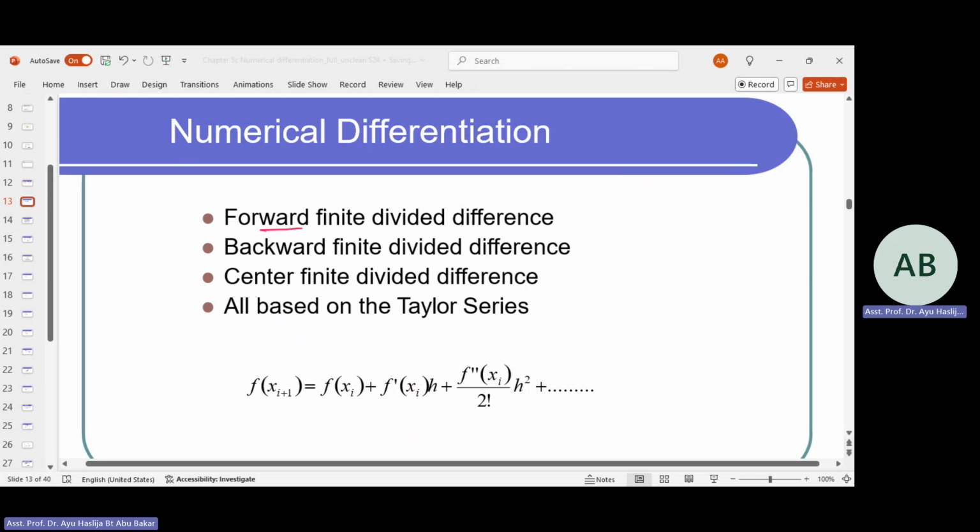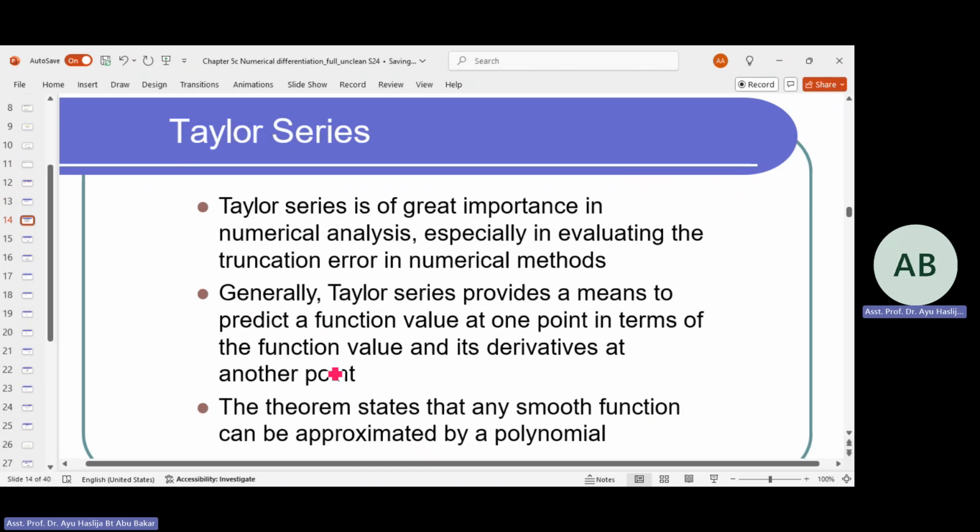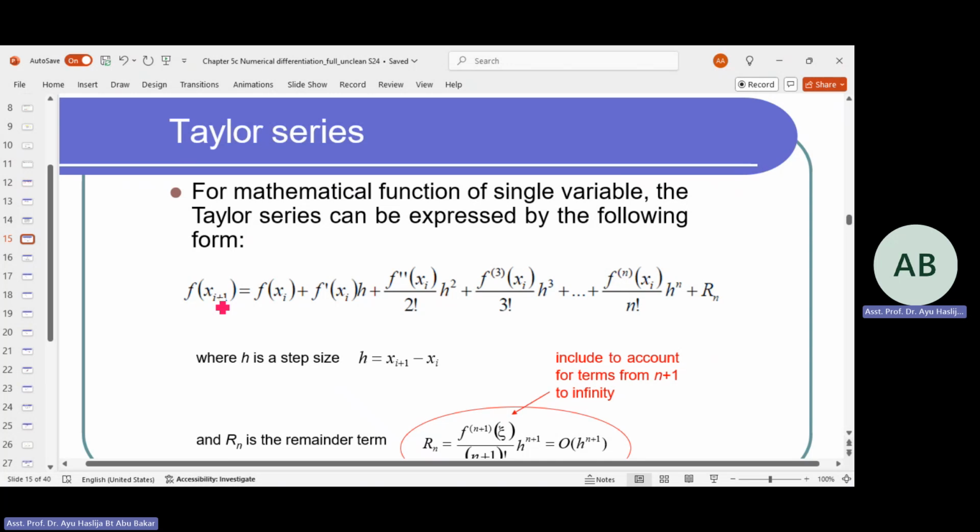Okay, forward, backward, and centered. All are based on the Taylor series. Okay, now I will not introduce Taylor series again. Check in your calculus, I think. Taylor series, just a general one. First derivative, second derivative, third derivative, and so on. Okay, so that one is to find the next f(x), where the h is the step size.